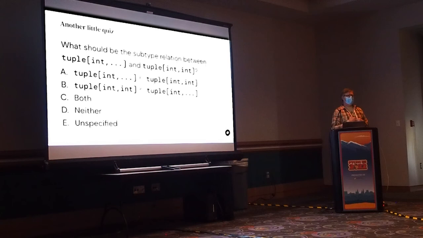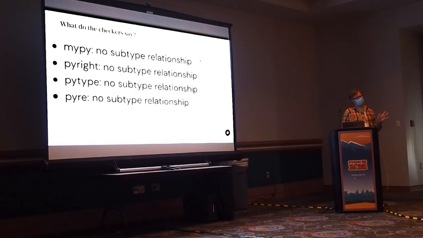Who thinks that this should be unspecified, that we shouldn't know? Okay. So actually, I tried to test this, and it seems like all the checkers agree that there is no subtype relation. You put those in the union together, it doesn't eliminate either one of those. And that surprised me a little bit. Because I agreed with most of the people there and thought that there should be a subtype relation. It's safe to pass the pair where I expect a variadic tuple. But I do know that the checkers actually allow me to do that.